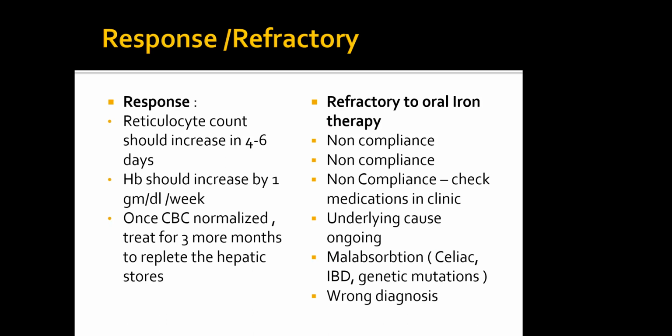So it takes us at least about 4 to 6 months to completely treat the patient, because what you're doing is you're not just treating the anemia, you're also replenishing the stores of the patient. So once your CBC normalizes, you need to still continue your iron therapy for another 3 months to replete all the iron stores of the body. So remember that it's not just your Hb coming up to 12 or 13 or whatever is the normal for age. You need to also factor in for the replenishment of the stores as well.